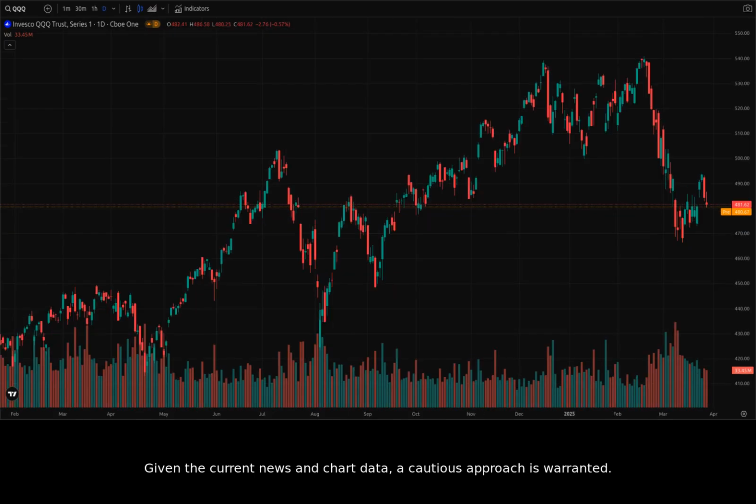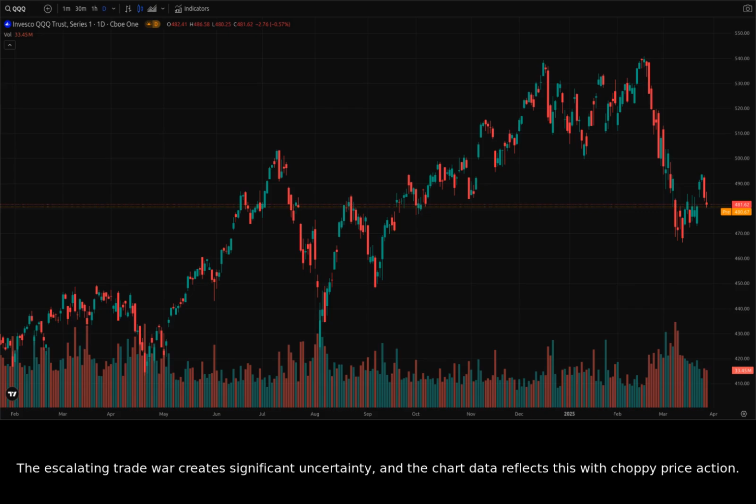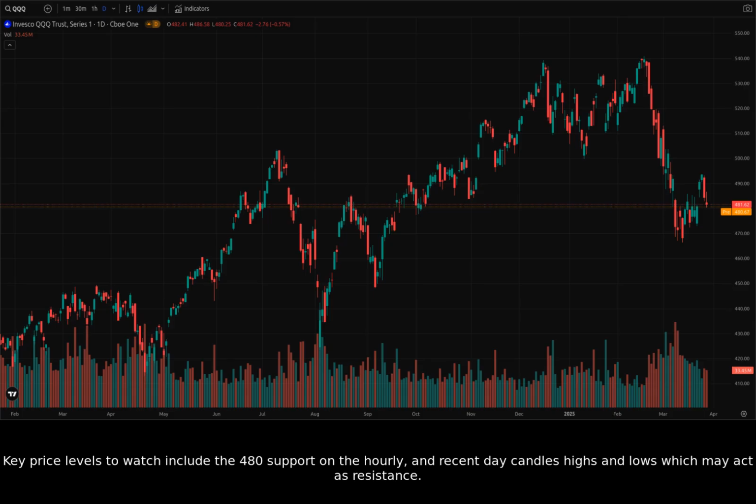Given the current news and chart data, a cautious approach is warranted. The escalating trade war creates significant uncertainty, and the chart data reflects this with choppy price action. Key price levels to watch include the 480 support on the hourly and recent day candles' highs and lows, which may act as resistance.